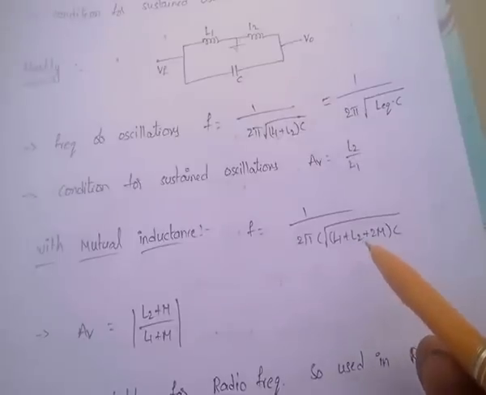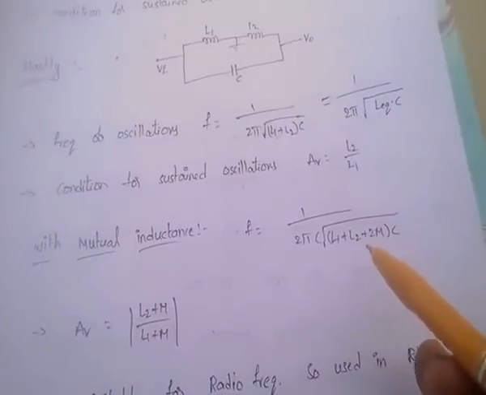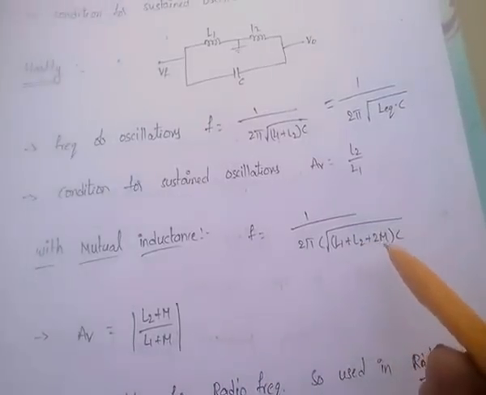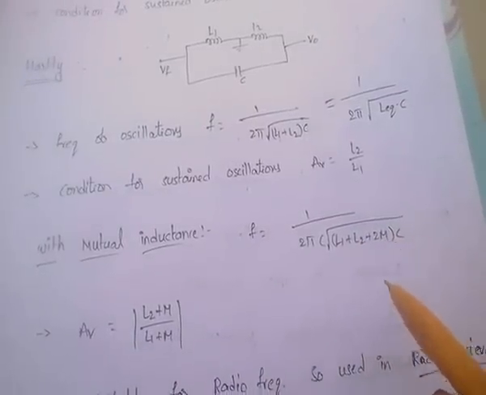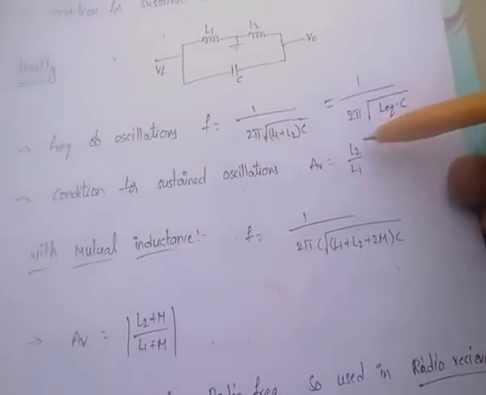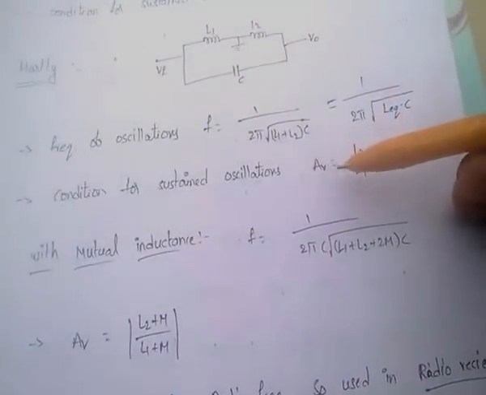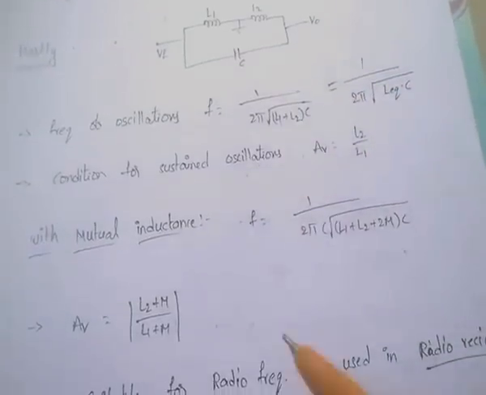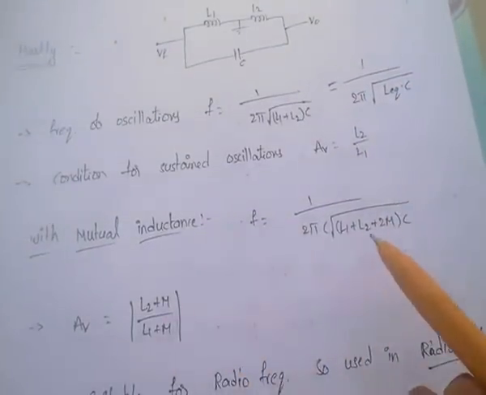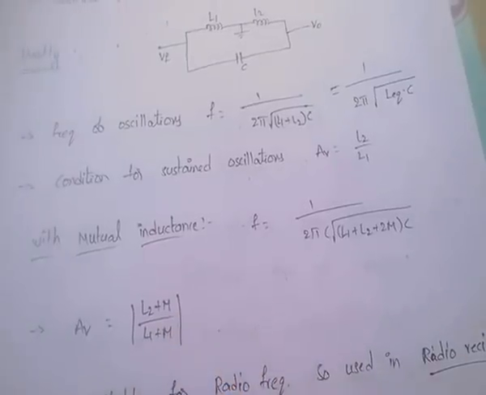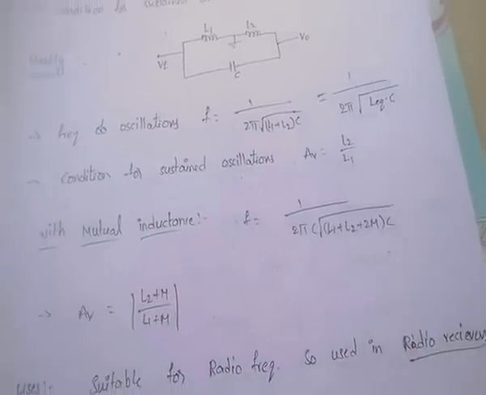L equivalent, considering the mutual inductance, is L1 plus L2 plus 2M. M is the mutual inductance. Here in this case, the condition for sustained oscillations, AV equal to L2 by L1. With mutual inductance, the condition is (L2 plus M) by (L1 plus M).